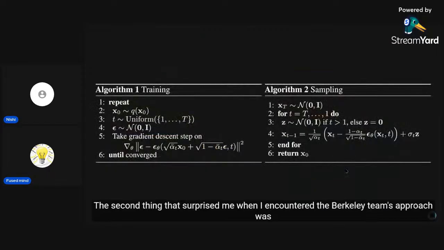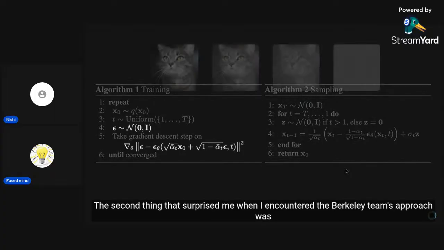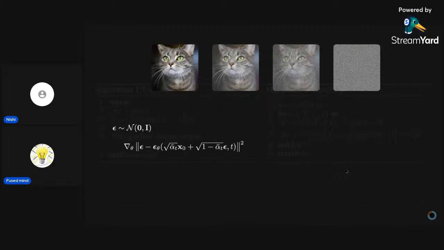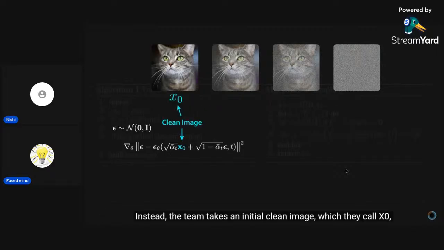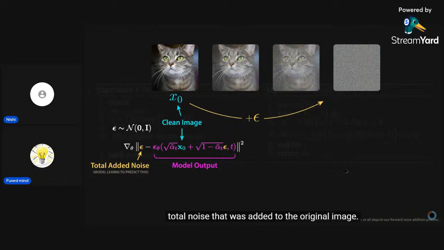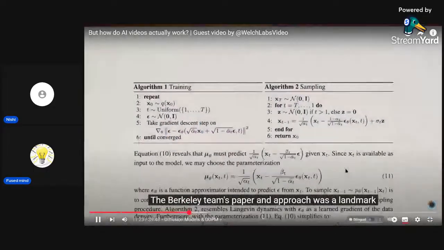The second thing that surprised me when I encountered the Berkeley team's approach was that the team wasn't training models to reverse a single step in the noise addition process. Instead, the team takes an initial clean image, which they call x0, and adds scaled random noise to the image, which they call epsilon. And from here, they train the model to predict the total noise that was added to the original image. So the team is effectively asking the model to skip all the intermediate steps and make a prediction about the original image. Intuitively, this learning task seems much more difficult to me than just learning to make a noisy image slightly less noisy. The Berkeley team's paper and approach was a landmark result.